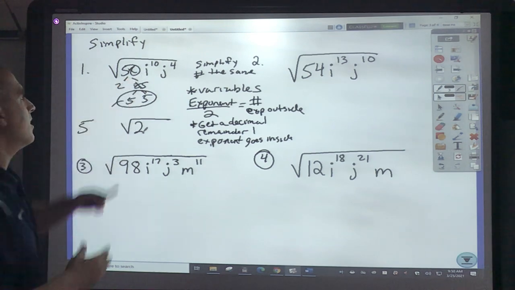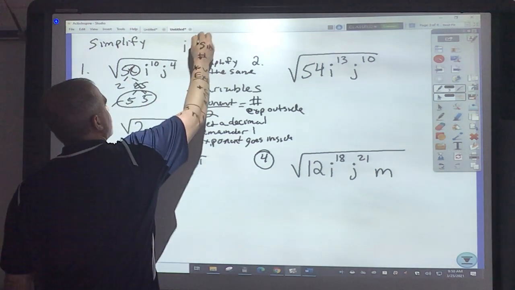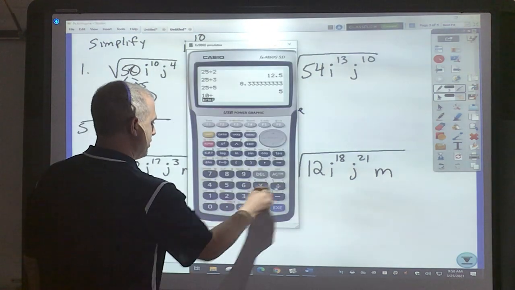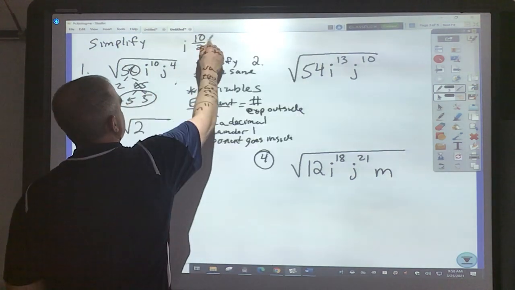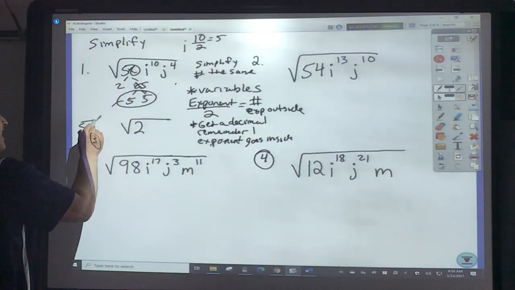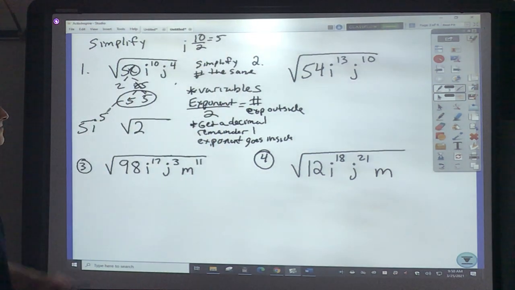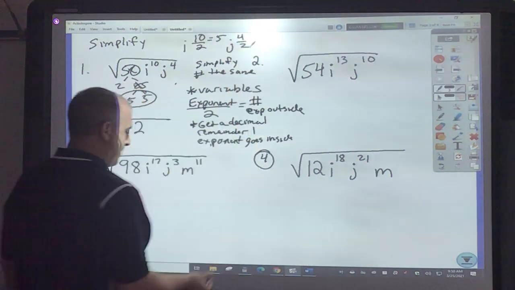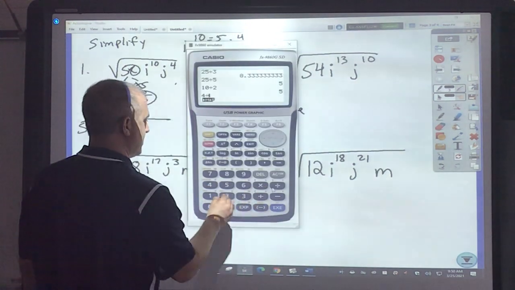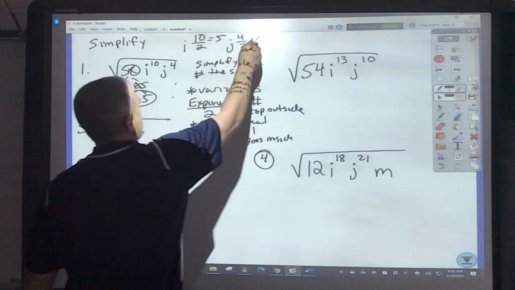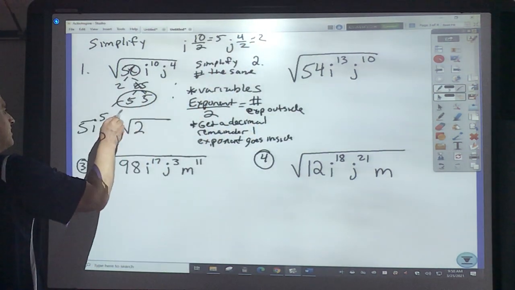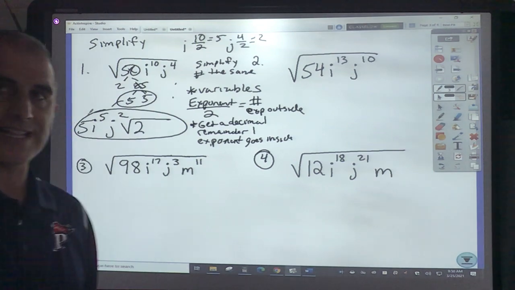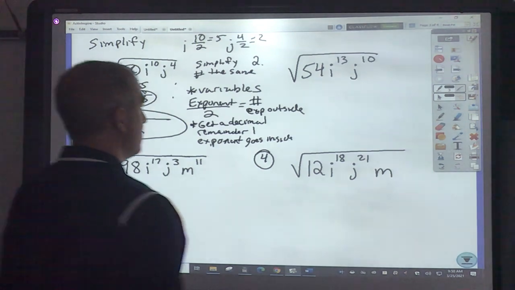Now, what I want to do for i is take 10 and divide it by 2. So 10 divided by 2 is 5. So what I would do is put i to the 5th outside, okay? For j, I have j to the 4. Divide that by 2, okay? 4 divided by 2 would be 2. So that's going to be j to the 2nd, and that ends up being my final answer, okay? It's that simple.